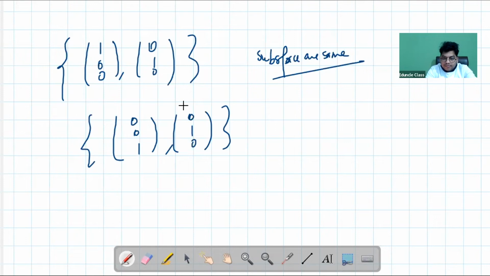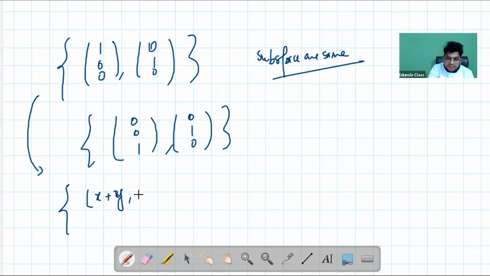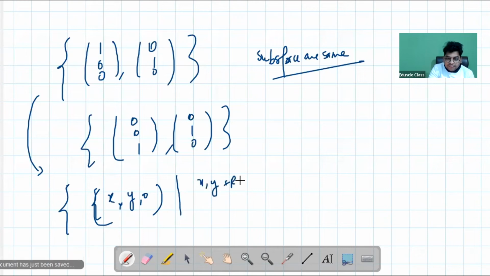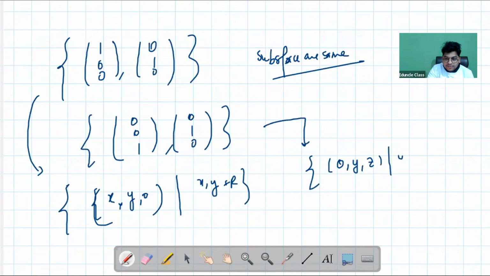Understood? See, subspace. Subspace is like x plus y, a linear combination of this. So x comma y comma 0 such that x, y are real numbers. This subspace is 0 comma y comma z such that y comma z belongs to the real numbers. So both subspaces are different.